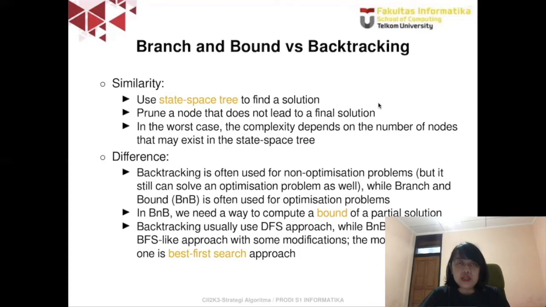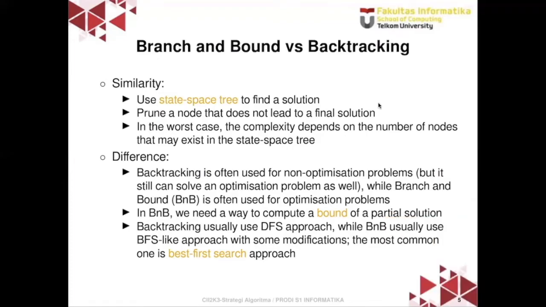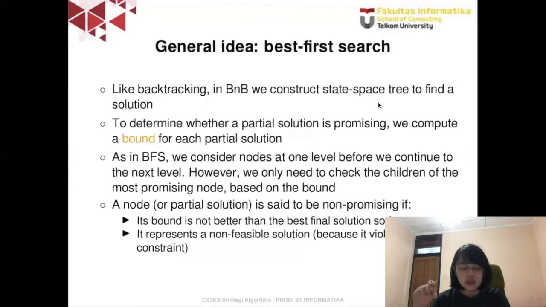In backtracking, we usually use the DFS approach, depth first search, but in branch and bound, we usually use a breadth first search like approach with some modification. The most popular one is the best first search approach. In this lecture, we will use the best first search approach for all case studies. The general idea for best first search, like backtracking, is that branch and bound with best first search constructs a state space tree to find a solution.